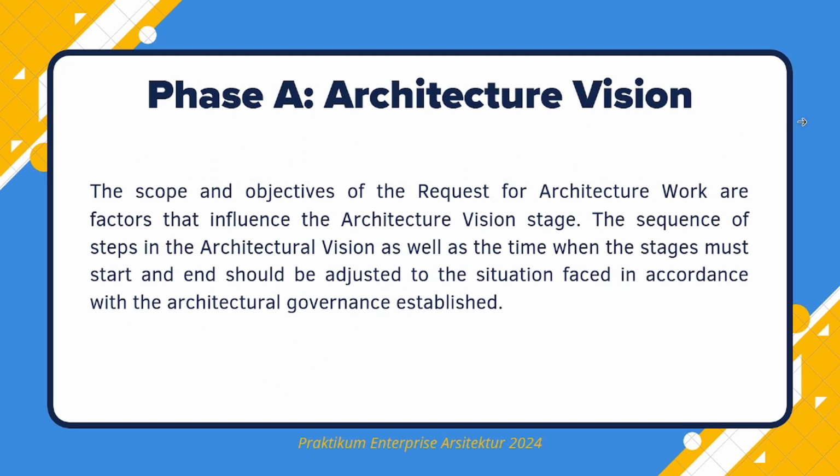Next is Phase A, Architecture Vision. The scope and objectives of the request for architecture work are factors that influence the architecture vision stage. The sequence of steps in the architecture vision, as well as the time when the stage must start and end, should be adjusted to the situation faced in accordance with the architectural governance established.